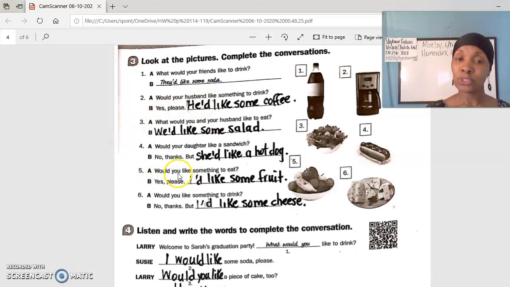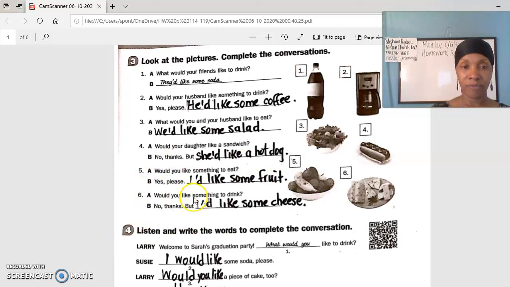Number 5, would you like something to eat? Yes, please. I'd like some fruit. All right? Or you can say, I'd like a piece of fruit. So either way, it's a correct answer for fruit. Each item of fruit is called a piece of fruit, even though it's not a piece of a larger fruit, but it's considered a piece of fruit.